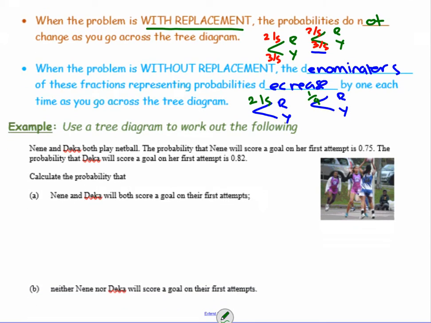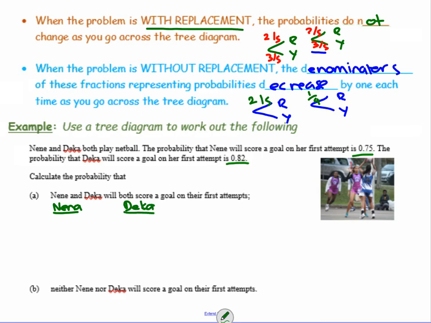Nina and Dika both play netball. The probability that Nina will score a goal on her first attempt is 0.75. The probability that Dika will score a goal on her first attempt is 0.82. Calculate the probability that Nina and Dika will both score a goal on their first attempts. It doesn't tell us to do a tree diagram, but I'm going to do this one with tree diagrams. So the first event would be Nina's shot, and the second would be Dika's shot.